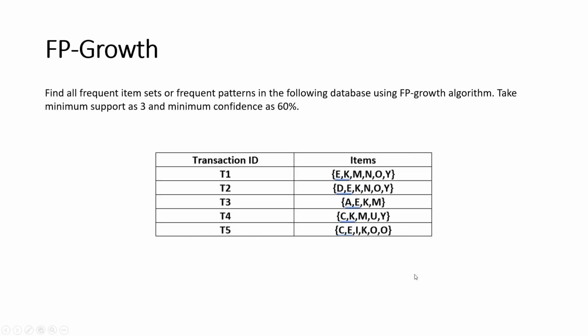Suppose this is our data set. It is better for you all to note down this numerical, because it will be needed later on in the stages. This is the transactional data set which is given to us. 5 transactions are there, with items like E, K, M, O, and Y in each transaction. The minimum support count given to us is 3 and the minimum confidence given to us is 60%. So these are the variables given to us with the data set.